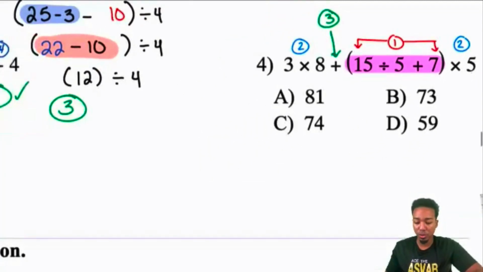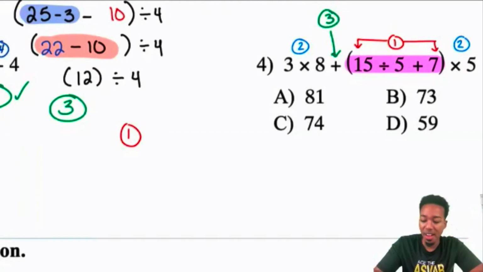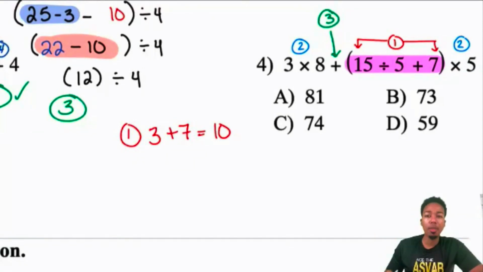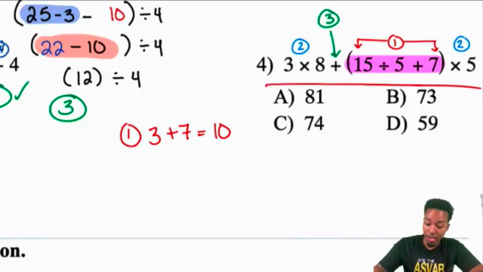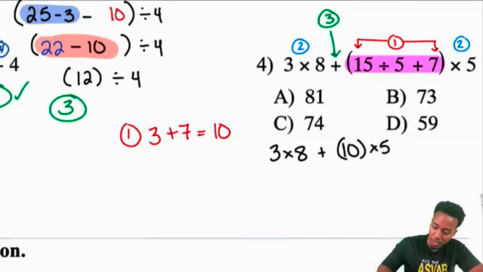So with that said, let me zoom out just a little bit here. And so here we go. Step 1. Let's take care of that. Step 1. Everybody, 15 divided by 5. What is that going to give us? 3. 3 plus 7. What's that going to be? 10. Correct. So this problem automatically went from this big old blob to this: 3 times 8 plus 10 times 5.